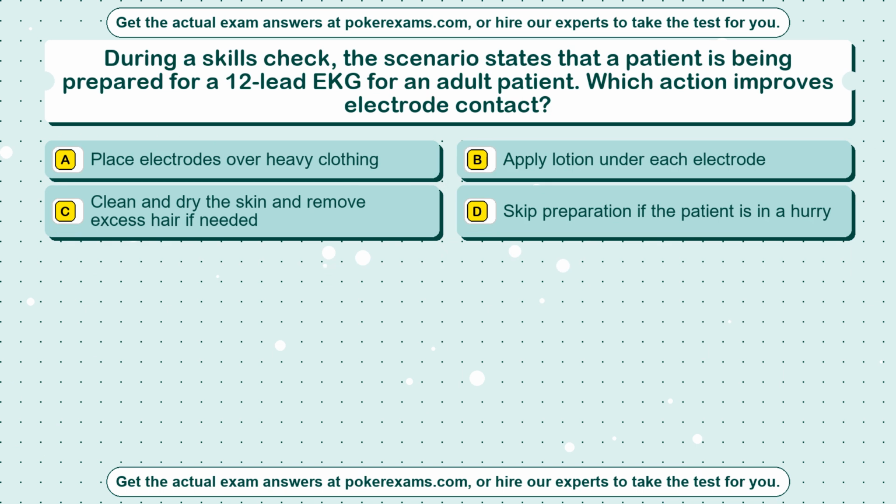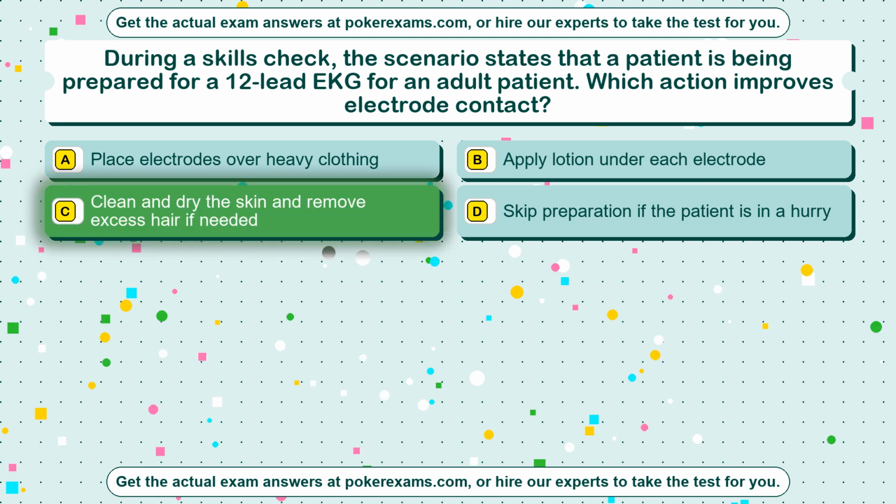Question 33. During a skills check, the scenario states that a patient is being prepared for a 12-lead EKG for an adult patient. Which action improves electrode contact? Option A, place electrodes over heavy clothing. Option B, apply lotion under each electrode. Option C, clean and dry the skin and remove excess hair if needed. Option D, skip preparation if the patient is in a hurry.